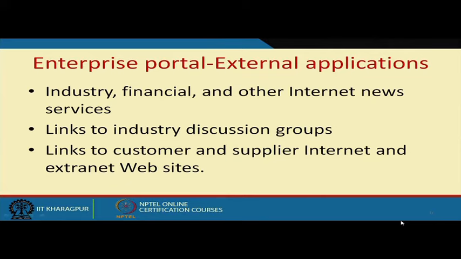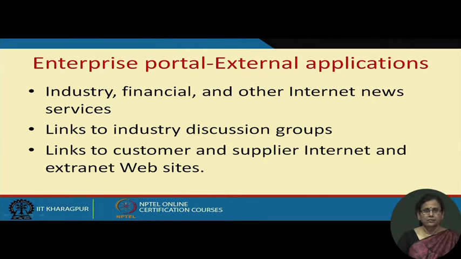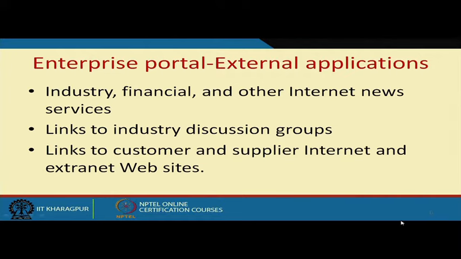So, this enterprise portal provides you one unique opportunity where the data output which you were getting from the enterprise system, you get along with other facilities. Now, for the external stakeholders, it provides various other facilities like industry, financial and other internet news services related to the company. It links to various industry discussion groups. The company belongs to a specific industry. For that segment, if there is any discussion group, you can participate through that web portal. Then it also links to the customers' and suppliers' internet and extranet websites if the company allows.